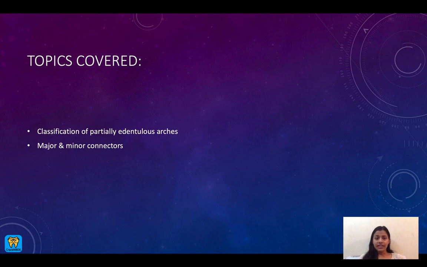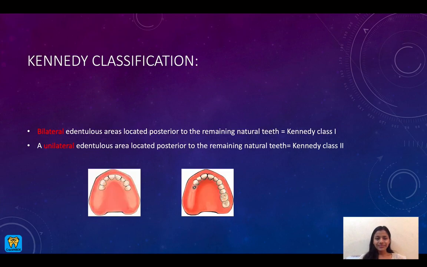I'm only covering these two topics in this video because these are the main ones, and I'm going to be going deep into each one of these. And I'm going to be talking about maxillary major connectors and then mandibular major connectors, and similarly for the minor connectors as well. So let's begin.